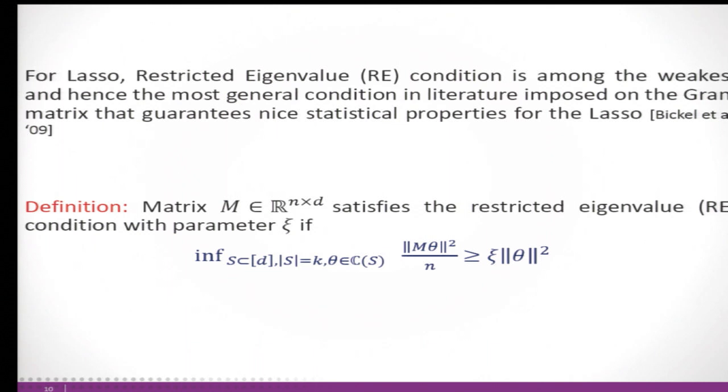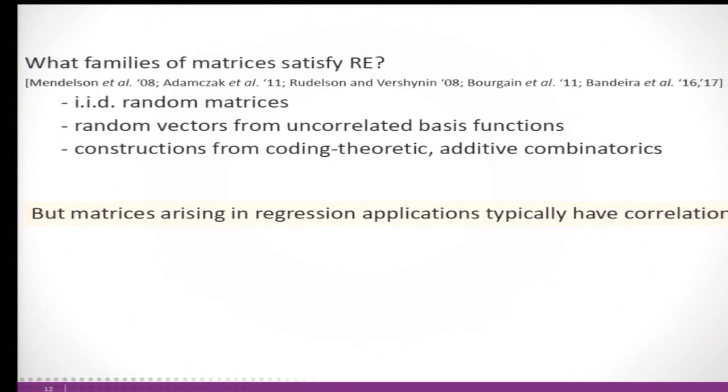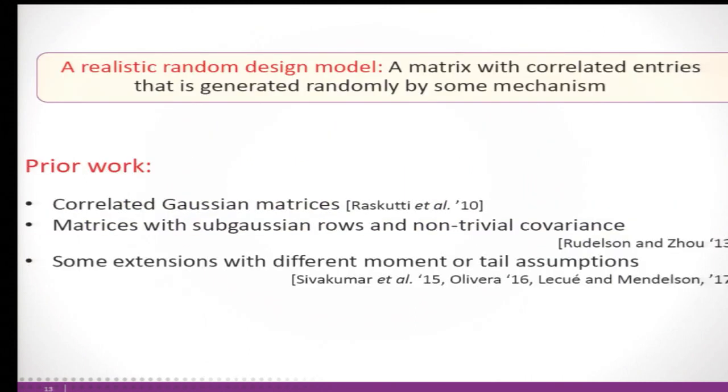Okay, so this condition has been well studied in the past decade. We know a lot of families of matrices that satisfy this restricted eigenvalue condition: a standard IID random matrix, a subgaussian random matrix, taking rows from orthonormal matrices. Many such matrices would satisfy the restricted eigenvalue condition. But many of these constructions assume that the entries are IID. In applications, we would have matrices which have correlations in them, so the entries in the matrices might be correlated. So what happens then?